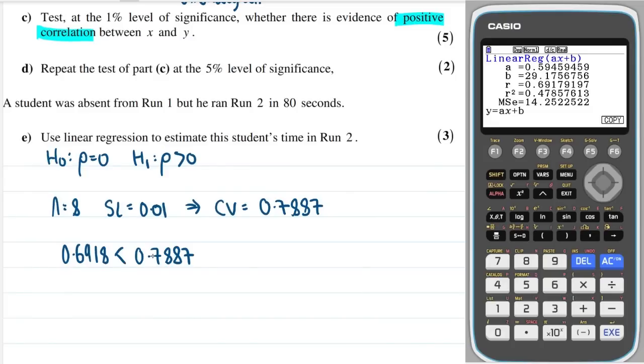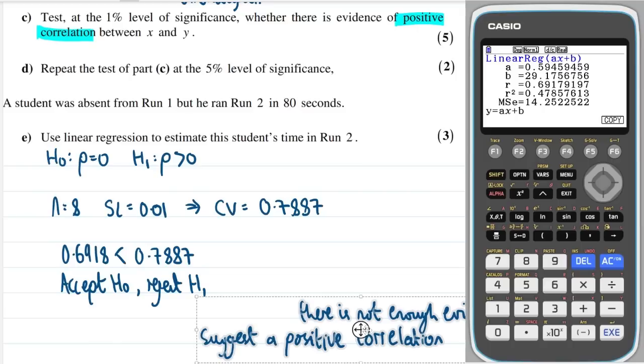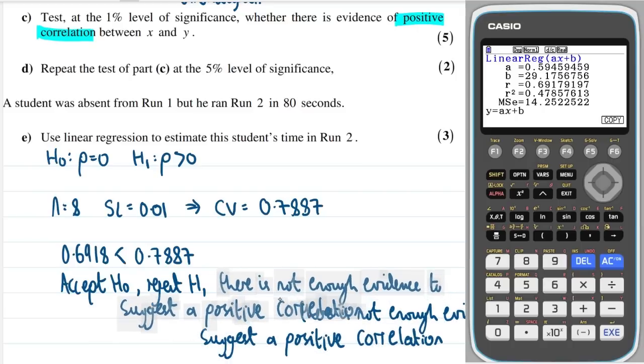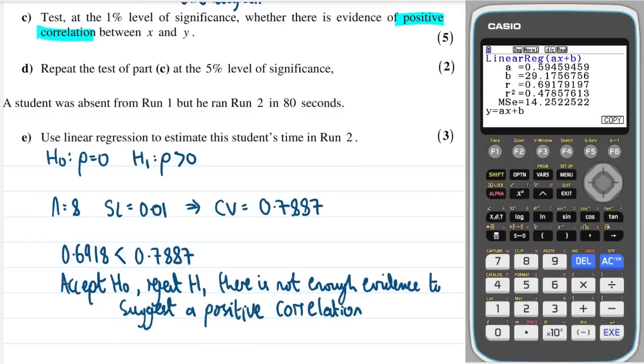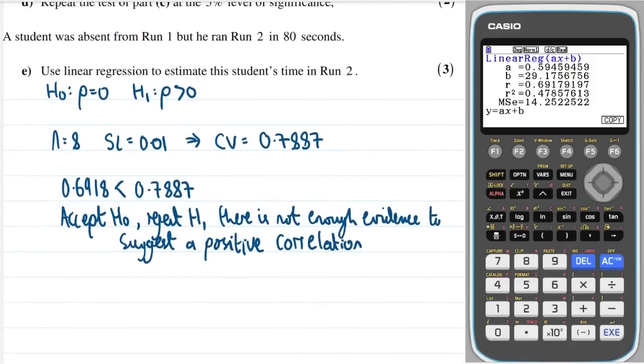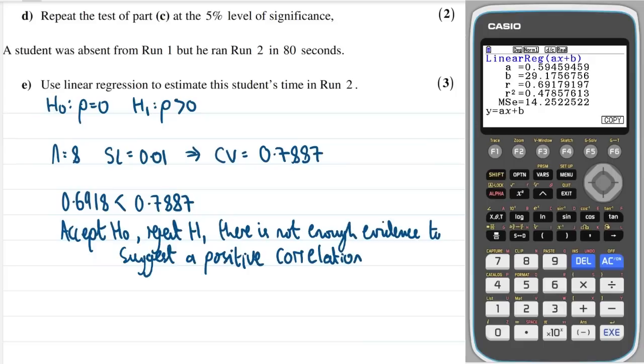So because the value for r is less than the critical value, this means that there is not enough correlation, so we accept H0, and that means that we obviously reject H1. There is not enough evidence to suggest a positive correlation, and we write out that there is not enough evidence to suggest there is a positive correlation. Perfect.